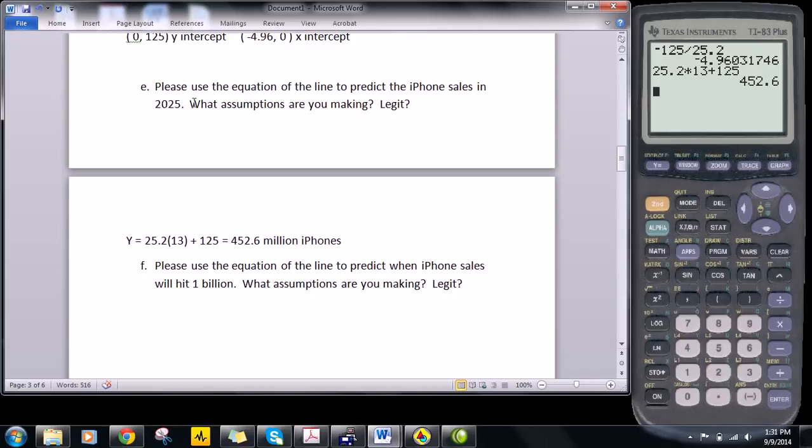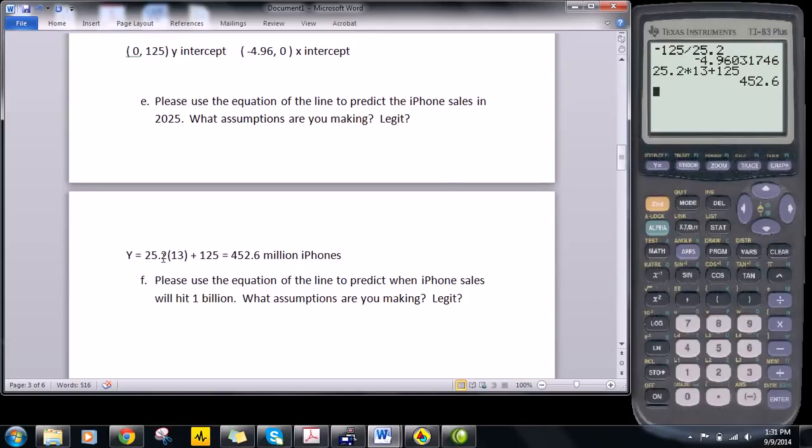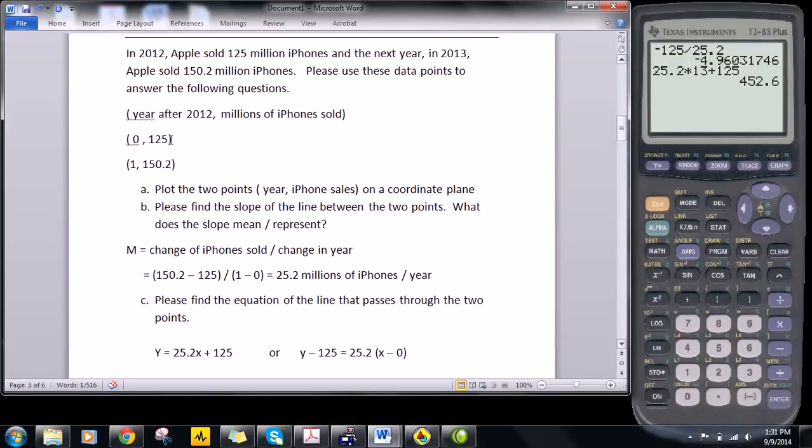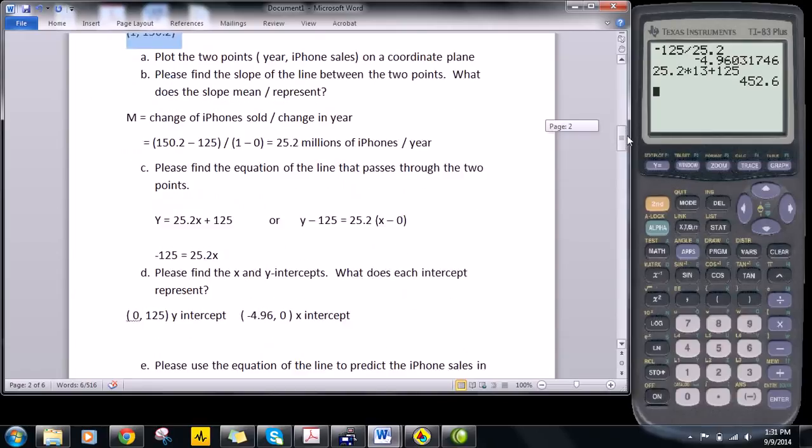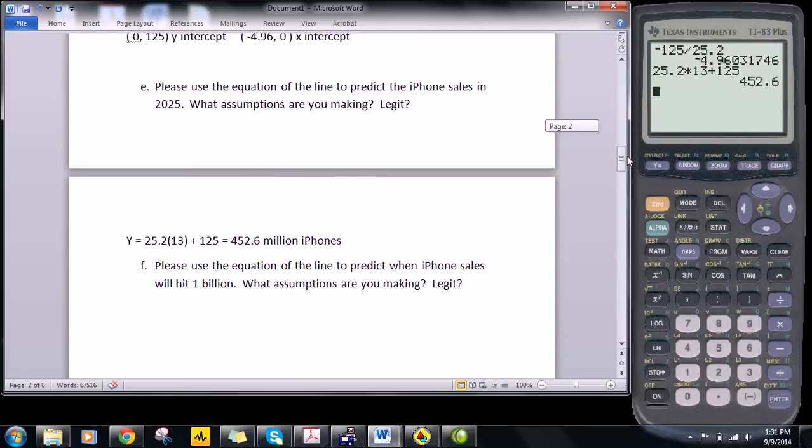Now, I'm making a huge assumption here. I'm making the assumption that the rate at which iPhones will continue to grow will be the same. In that case, 25.2 million iPhones per year will continue to increase at that rate, which is a huge assumption, just based on my initial 2 points of the year 2012, 2013. So is that legit? I don't know. I wouldn't bet my job on it for sure. But as long as I understand the assumptions I'm making, that's fine.